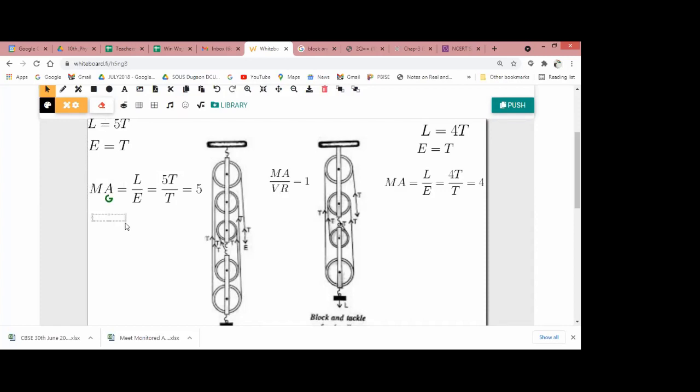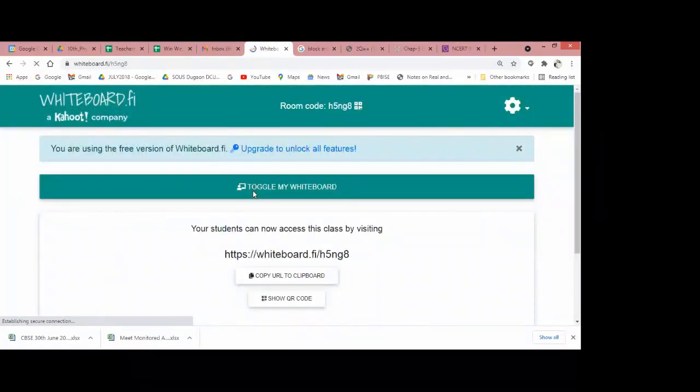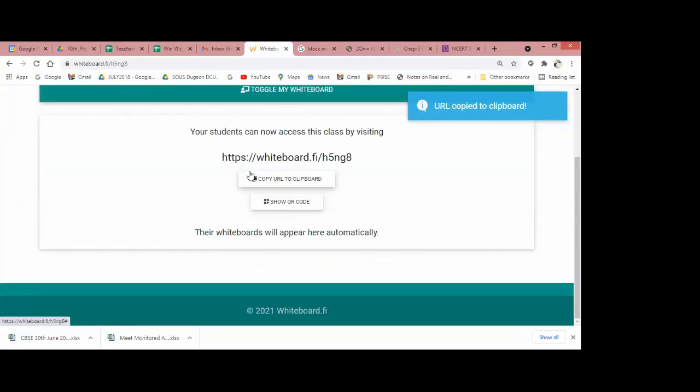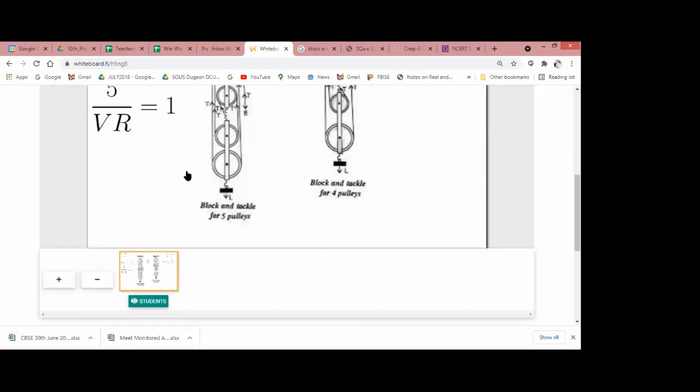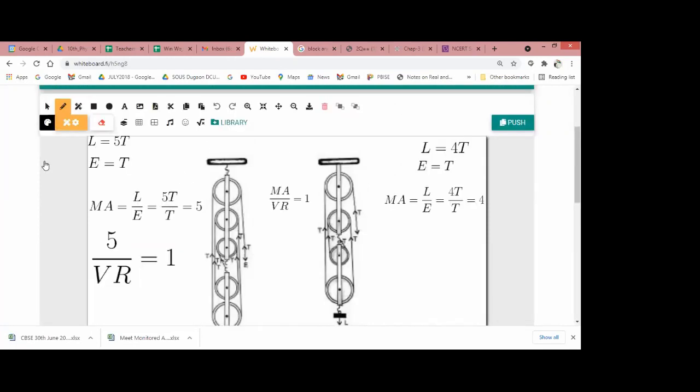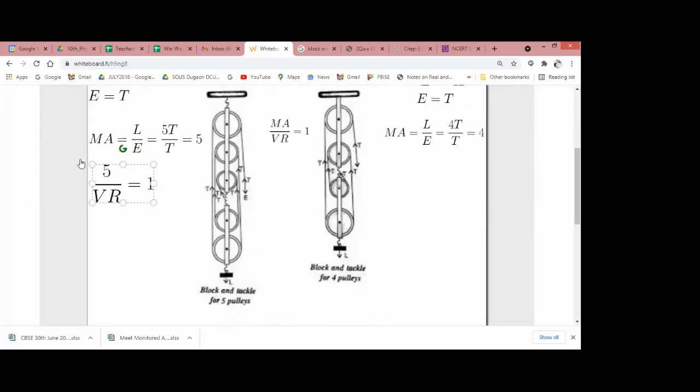What will be the value of VR? Tell me. Children, I hope you all are able to see what is on the screen. Yes, sir. 5. VR is equal to 5. Simple logic. Why is VR 5? There is an expression in front of us: 5 upon VR is equal to 1. So VR is equal to 5.